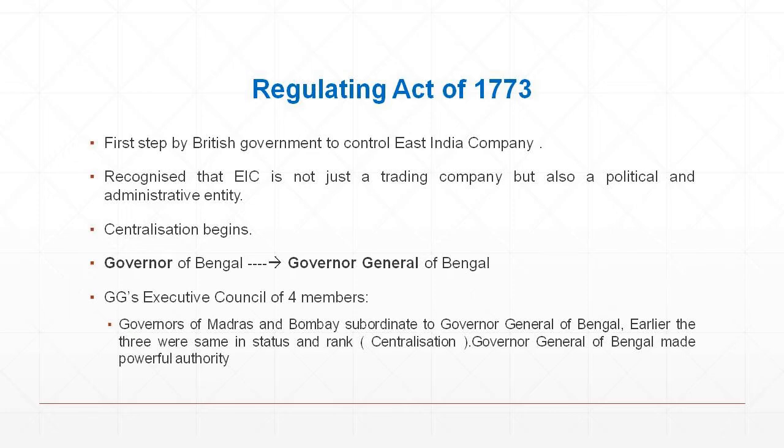So, the first important act is the Regulating Act of 1773. This act was of great constitutional importance as it was the first step taken by the British government to control and regulate the affairs of East India Company. See, the British government, which is located in Britain, took its first step to regulate a British company, that is East India Company. So it is the first time this has happened that the sovereign nation Britain took the first step to regulate the affairs. That's why the Regulating Act of 1773 becomes very important.